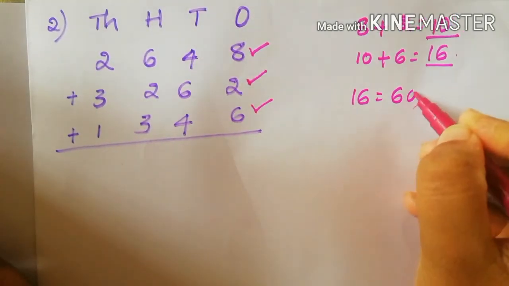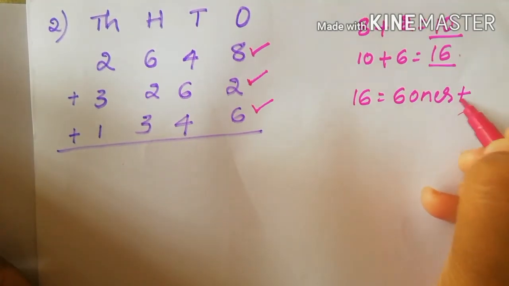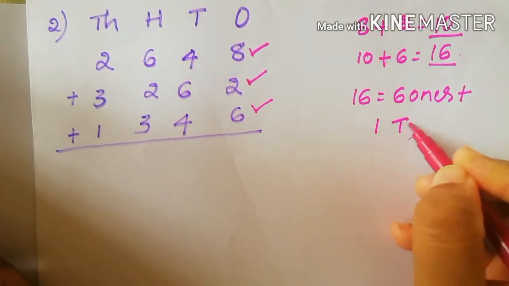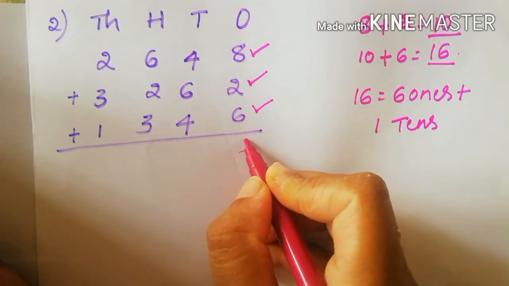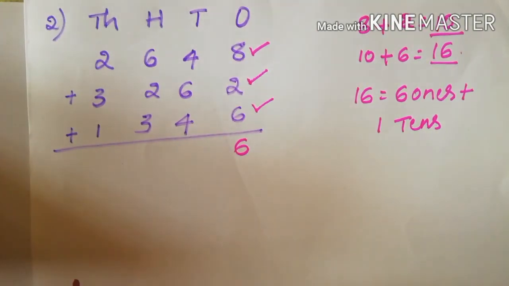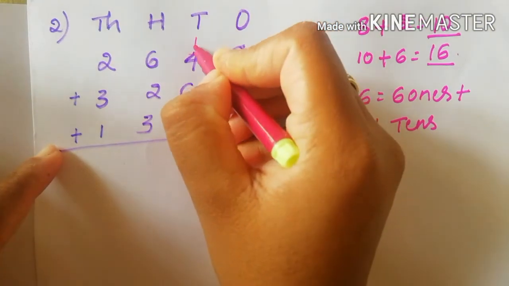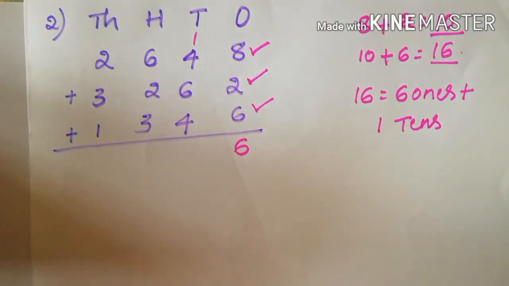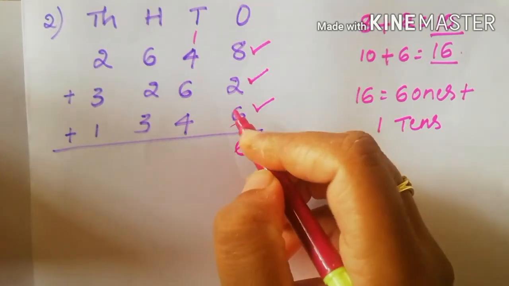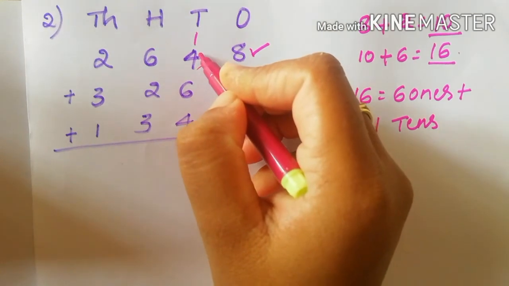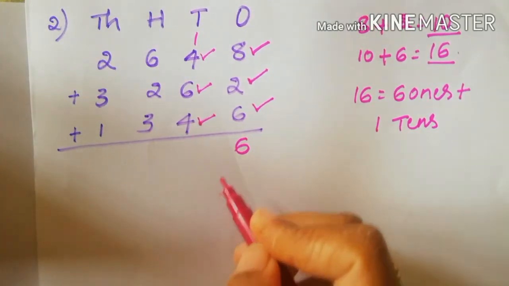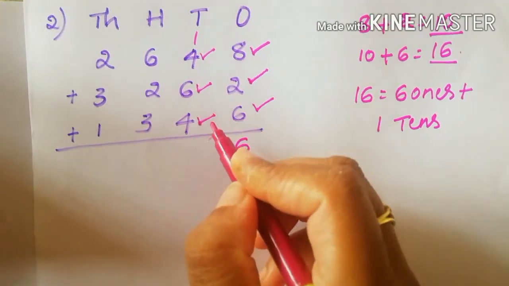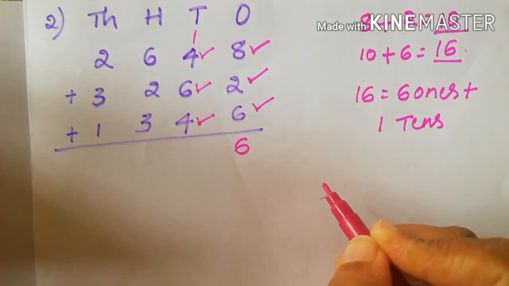Writing 6 in the ones place and 1 in the tens place. Okay, now I will write 6 in the ones place, then I will carry 1 to the tens place. Now we have to add the digits in the tens place. Adding 4 tens plus 6 tens plus 4 tens. How much? 4 plus 6 plus 4 is 14.